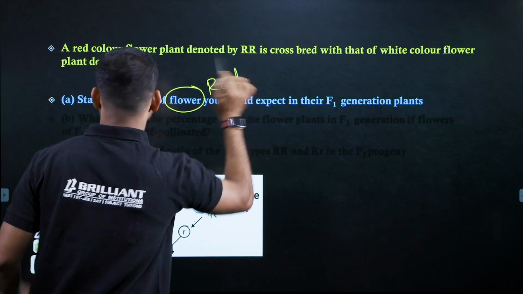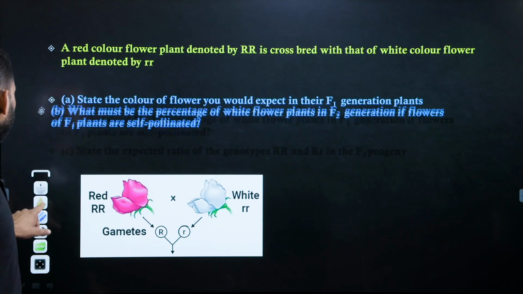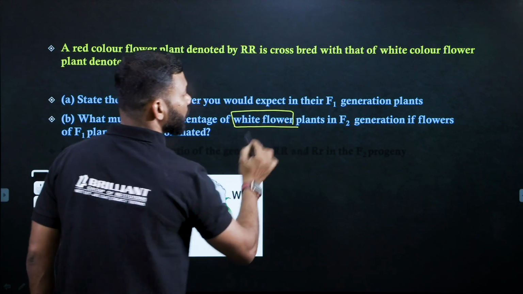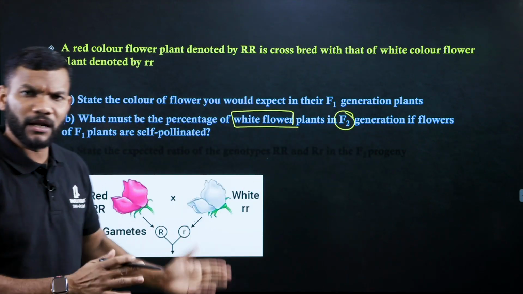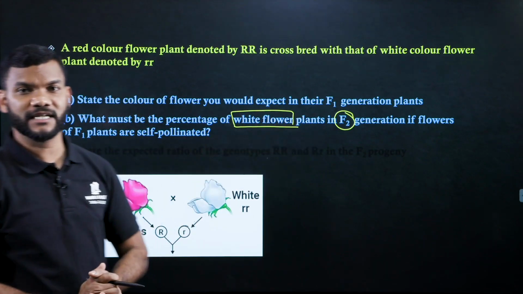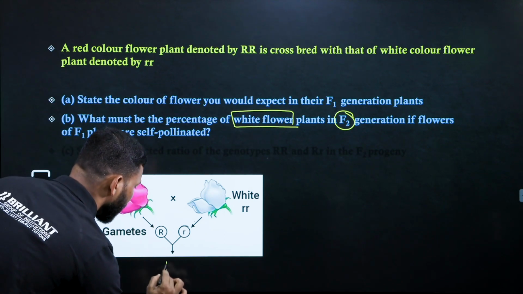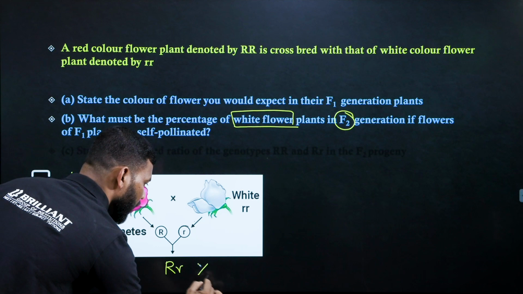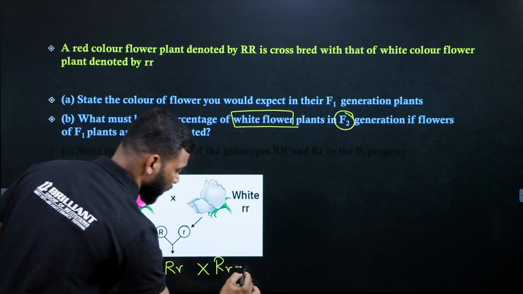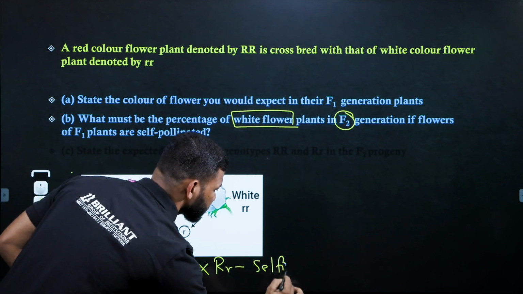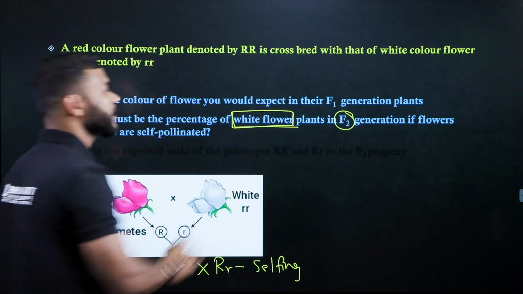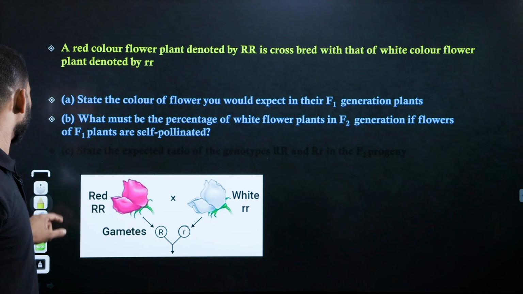Now, let us see the second question. The second question is: what must be the percentage of white flower in the F2 generation? Now, simple question: we got the F1, so how do we get the F2 generation? It simply means F1 is crossed with F1. When you cross the F1 with F1, that is what we call selfing. Let us go for selfing, because only then will you get the percentage of white flower.